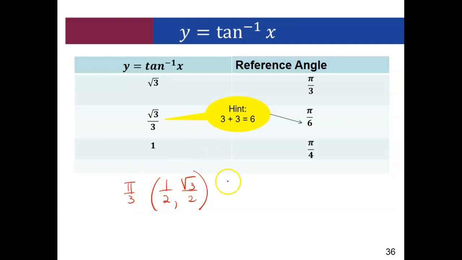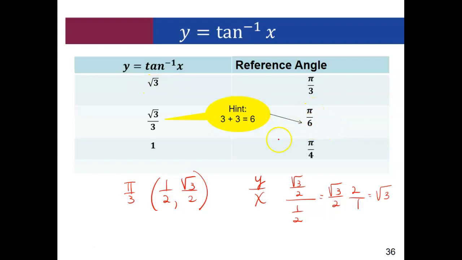So what happens is when I do tangent, tangent is y over x. So I'm going to have the square root of 3 over 2 divided by 1/2, which is the square root of 3 over 2 times 2 over 1. And that's going to give me the square root of 3. So when your angle is pi over 3, tangent's always going to end up being the square root of 3. So always remember that the 3 and the 3 go together here.